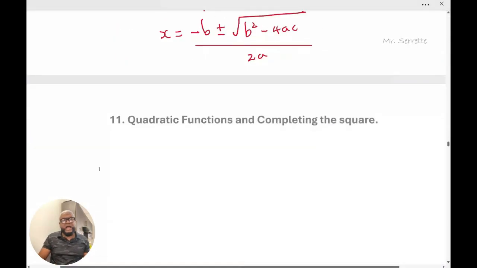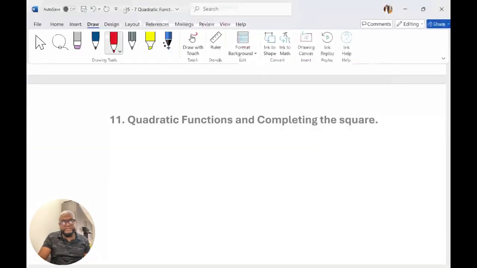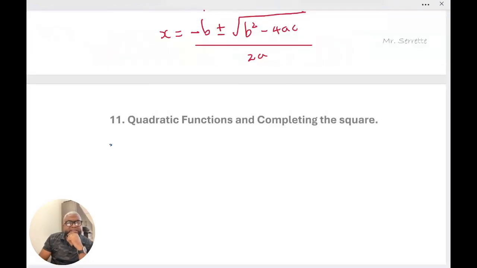So we go in. Somebody remind me what A, B, and C are, please. Remind me, I'm going to write it here. A is equal to, B is equal to, and C is equal to.